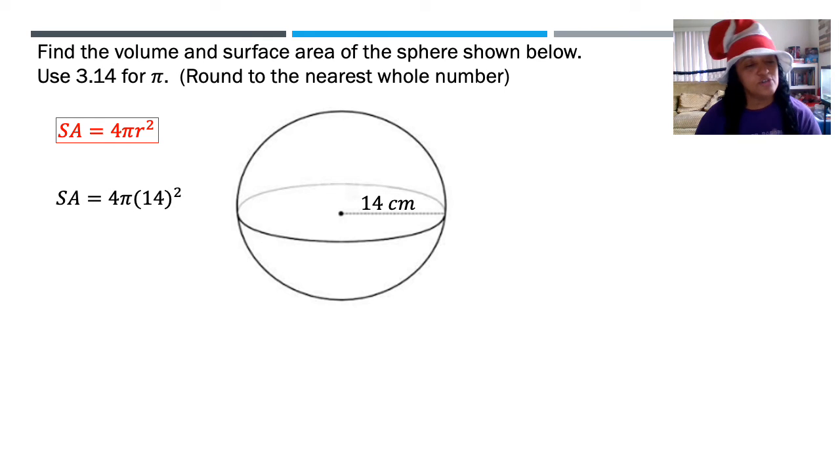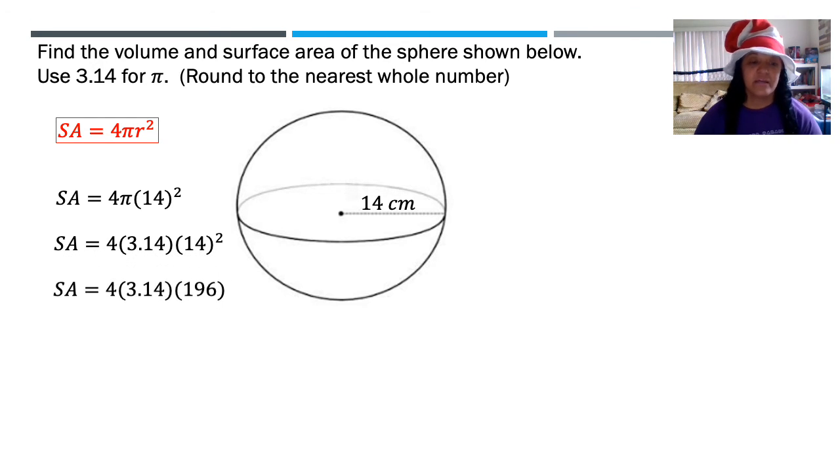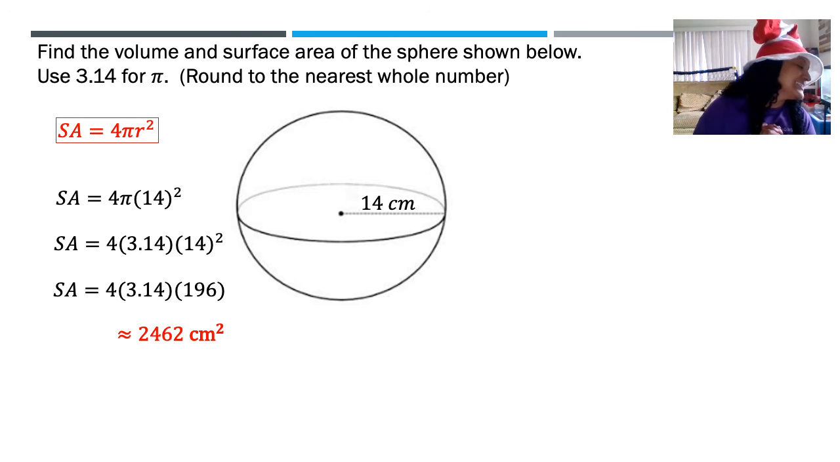Step 2. Put those variables in. We've got our radius, which says it's 14 centimeters when you look at our sphere. We went ahead and substituted the r. Great. Next step, you could at this point go ahead and stick in your 3.14 since it mentions in the instructions that that's what you're going to use for pi. The next step, you can do your 14 times 14, or your 14 squared. That's how you get your 196. Last step, multiply all of that together. You're going to get approximately 2,462 centimeters squared. Great, we're done.